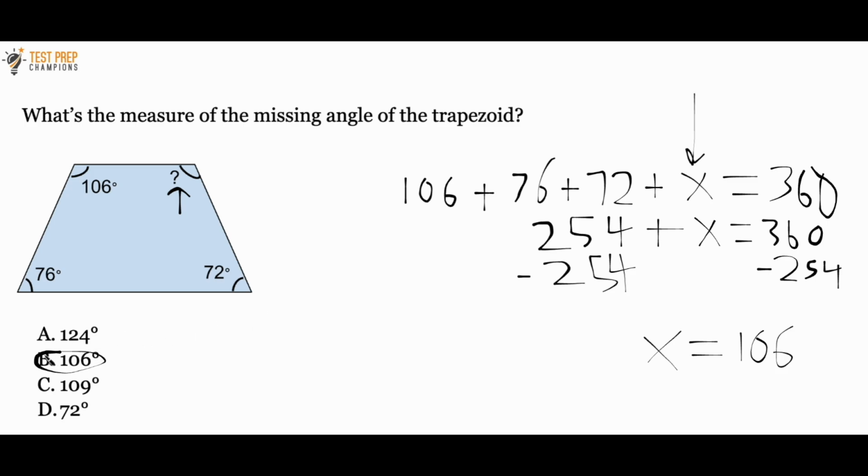So again, the key to getting this question right is to recognize that a trapezoid is a four-sided plane figure, and to remember that for four-sided plane figures, the internal angles have to add up to 360 degrees. So knowing those two things, we wrote this equation right here, and we solved it for x, and we see that the correct answer here is 106 degrees.